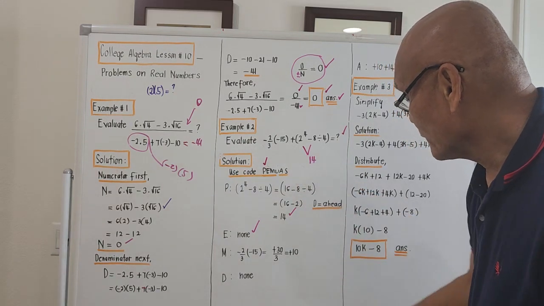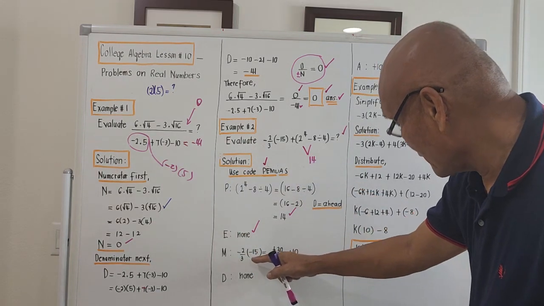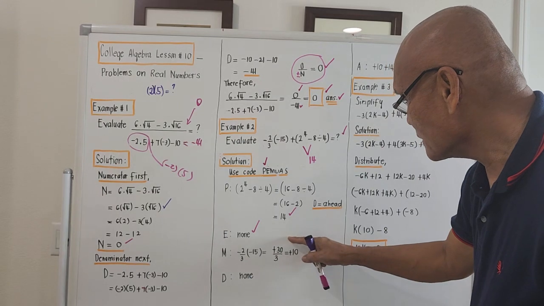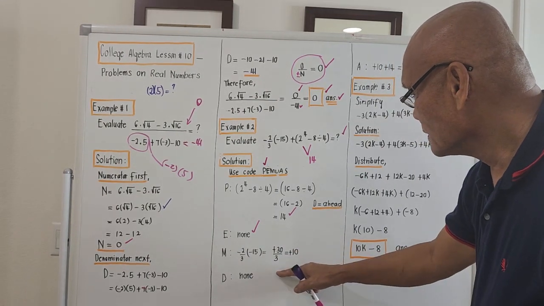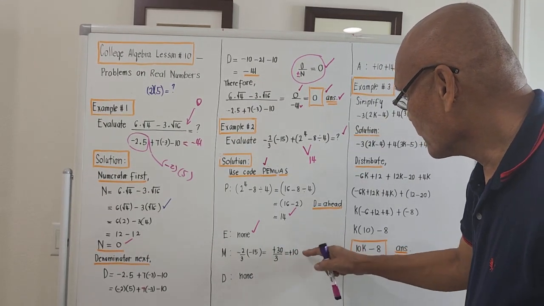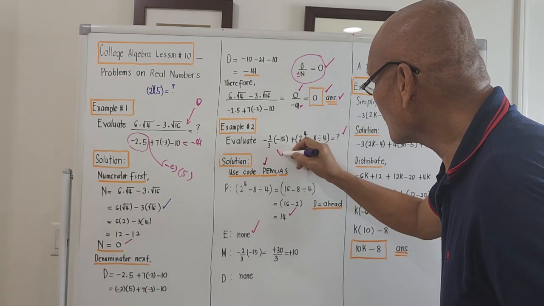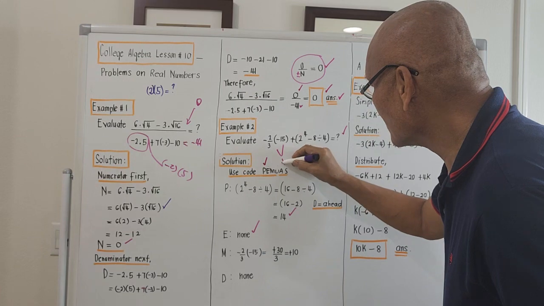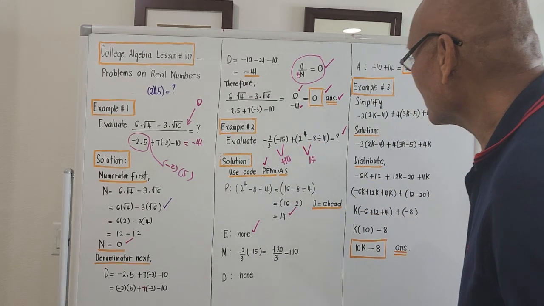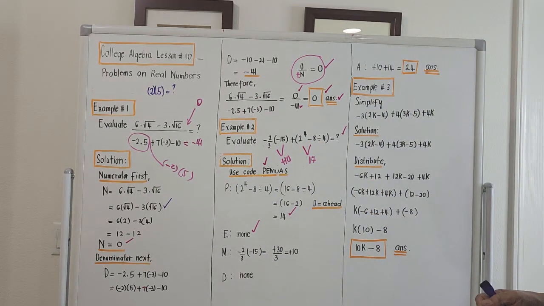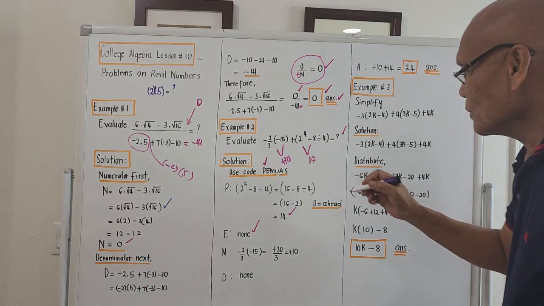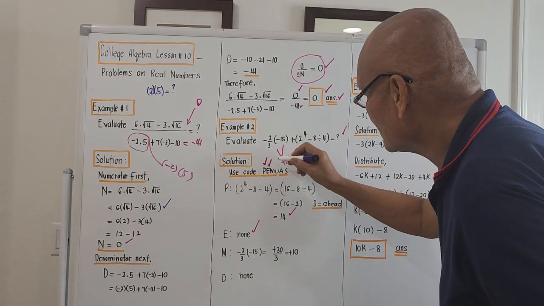And what comes out will be a negative 2 times my negative 15, which will be plus 30 over 3. A plus 30 over 3 will be a plus 10. So meaning to say, the simplified equivalent of this is plus 10. Right? So we are done. No exponent.